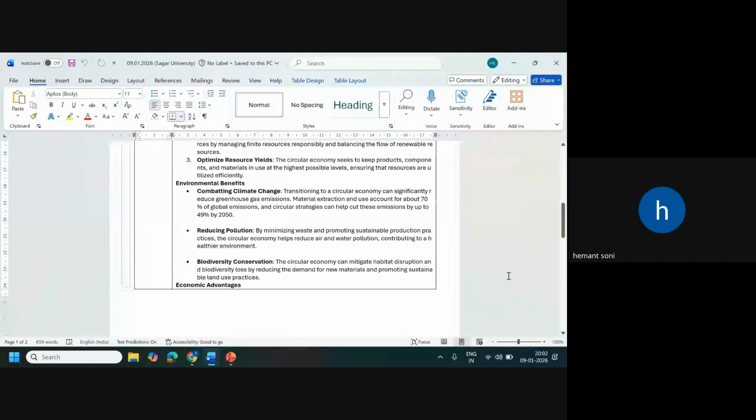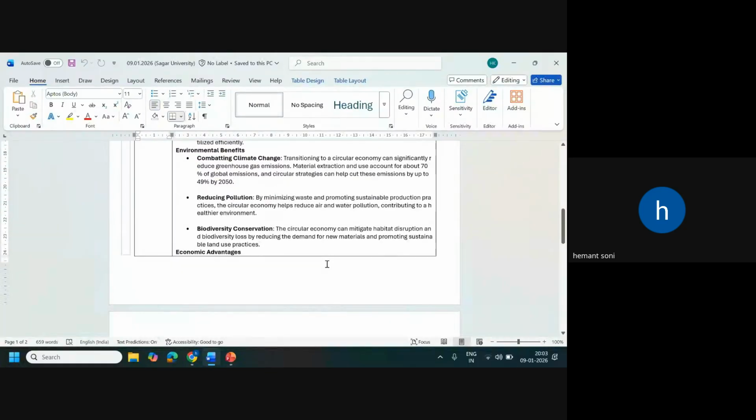The second environmental benefit is reducing pollution. By minimizing waste and promoting sustainable production practices, the circular economy helps to reduce air and water pollution, contributing to a healthier environment. As you see, particularly in the winter months, the level of AQI shoots up very sharply, particularly in those industrial belts. Delhi has been in the news for all the wrong reasons. So ultimately, transitioning to the circular economy can help. Then biodiversity conservation.